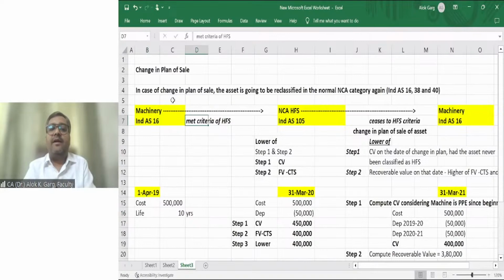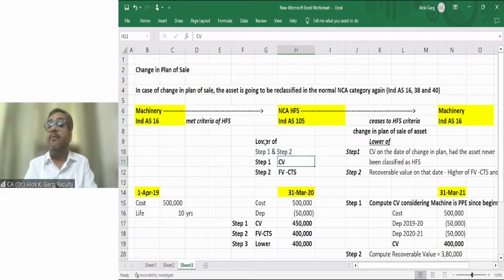This machinery met the criteria of held for sale, right? So it moved from Ind AS 16 to Ind AS 105. And this machinery met the criteria of held for sale on 31st March 2020. Okay. So what is the requirement of recognizing the non-current asset held for sale? The requirement is NCHFS is required to be recognized at lower of step number 1 and step number 2: lower of carrying value and fair value less cost to sell, right?